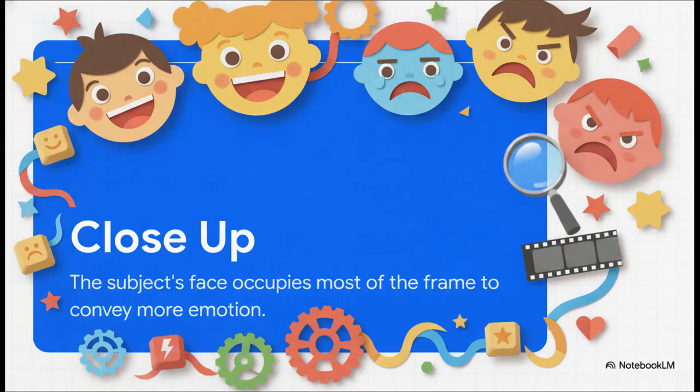Moving in tighter, shot number 3 is the close-up, where the subject's face occupies most of the frame. Now, think back to that Adobe Character Animator workflow we talked about. This shot brilliantly showcases those specific keyboard-triggered emotions. When you press that key to make your 2D puppet look happy, sad, or angry, a close-up guarantees the audience connects instantly with that emotion.